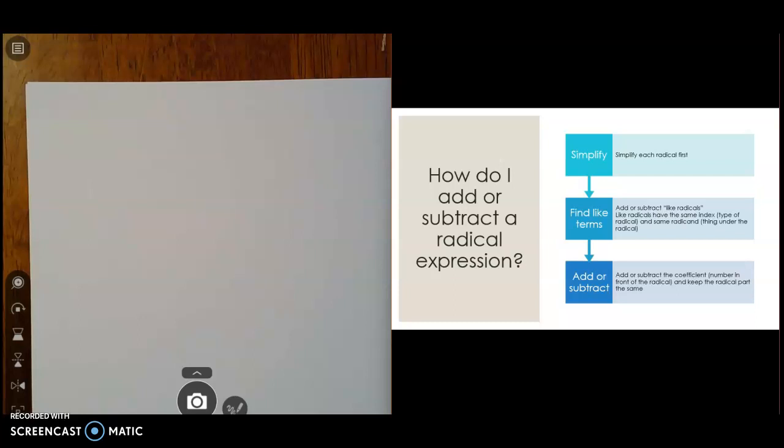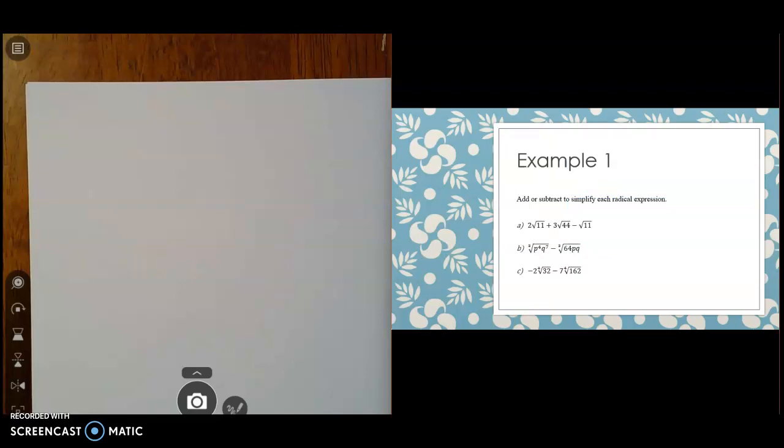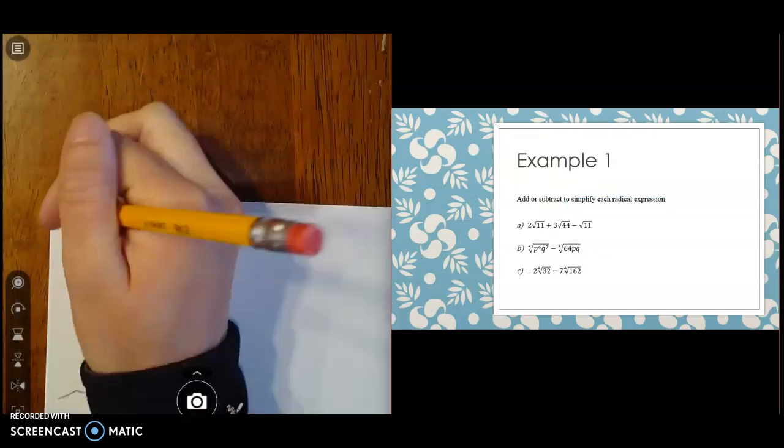Once you identify which ones are like terms, you can add or subtract. And you add or subtract the same way you do with variables. So you're going to add or subtract the coefficient, that's the number in front of the radical, and then you keep the radical part the same. So let's do a few of these.